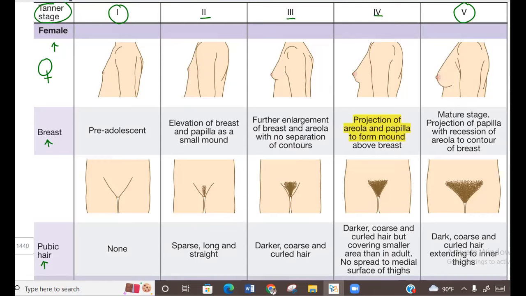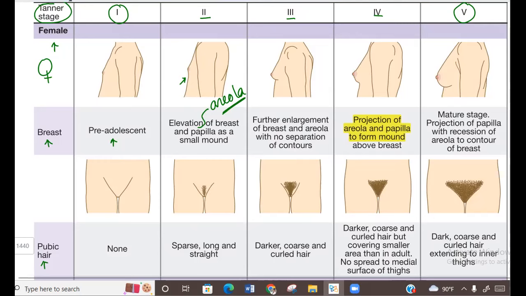So let's start with the breast development. Stage 1, as I said before, is no development, so it's pre-adolescent. In the next stage, stage 2, there is elevation of the breast and papilla. Papilla here is areola. Elevation of breast and areola as a small mound.